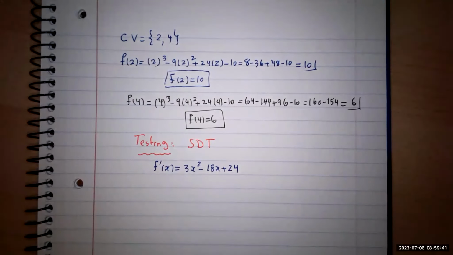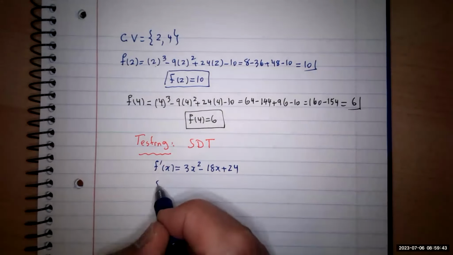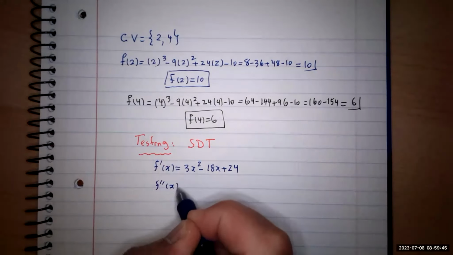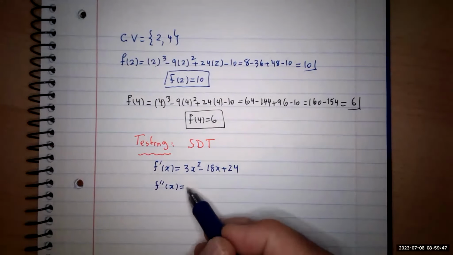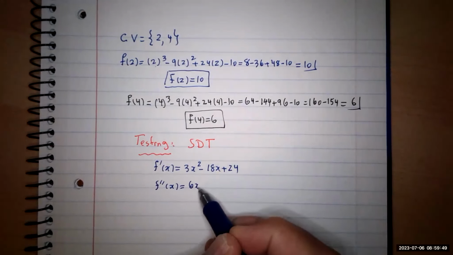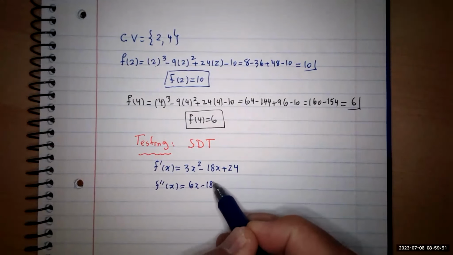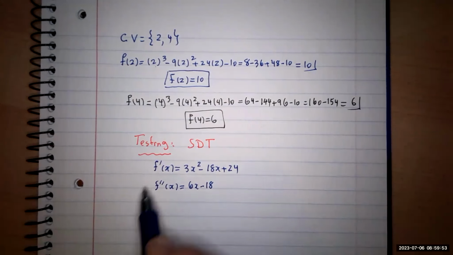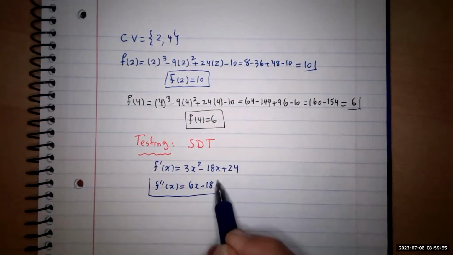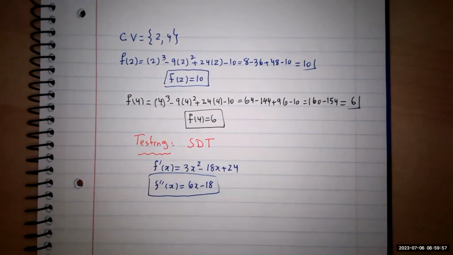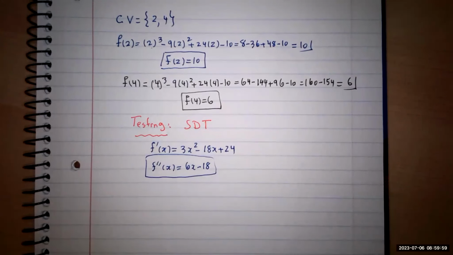So get the second derivative. That gives f double prime of x, carefully differentiate it again. 2 times 3 would be 6. We get 6x minus 18. That is the second derivative function. Now bring those numbers and test them for the concavity.